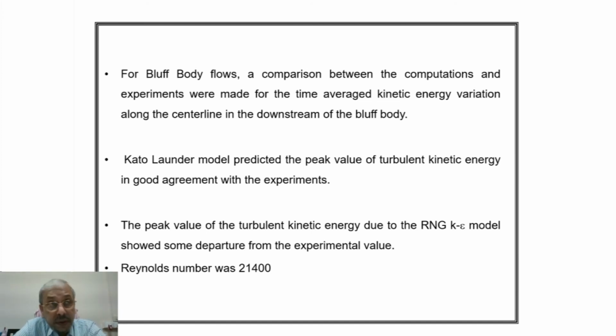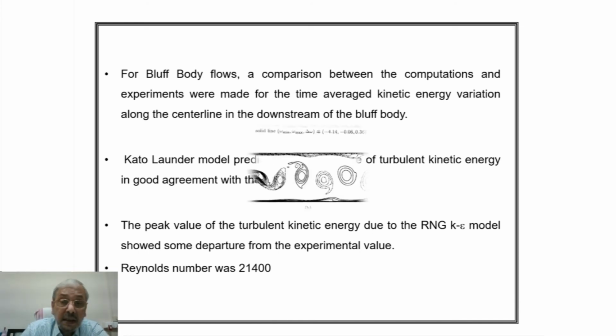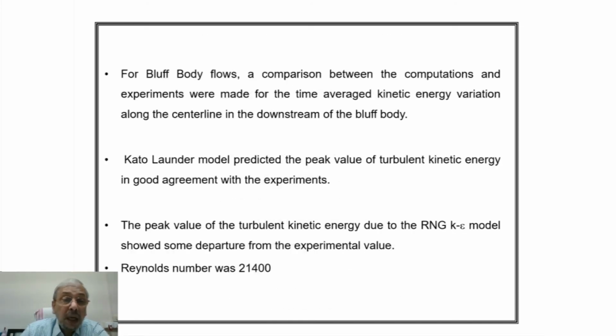For bluff body flows, bluff body meaning square cylinder or circular cylinder, which are non-streamlined bodies, a comparison between the computations and experiments was made for the time averaged kinetic energy variation along the center line in the downstream of the bluff body. We have seen that in this picture. The Cato-Launder model predicted the peak value of turbulent kinetic energy in good agreement with the experiment.